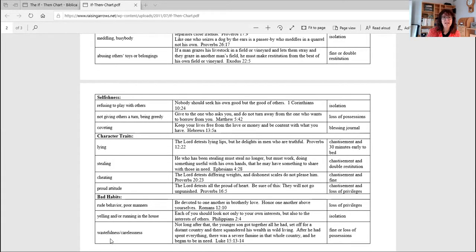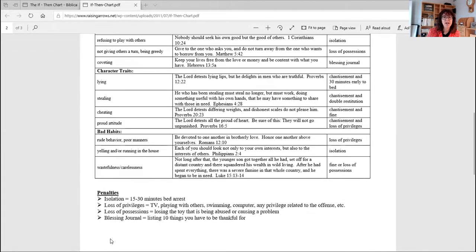Character traits: lying, stealing, cheating, bad habits, rude manners. Penalties: isolation, 15-30 minutes, bed arrest was what they suggested. Loss of privileges: playing with others, swimming, computer, any privilege related to the offense. It's always important that if you say to the child, you didn't put your bike away, so you're never going to ride it again, okay, that's pretty harsh. Was that like the 50th time it happened? Maybe they don't get to ride it for the next day. Maybe they don't get to ride it to go to their friends, and they have to walk there instead.